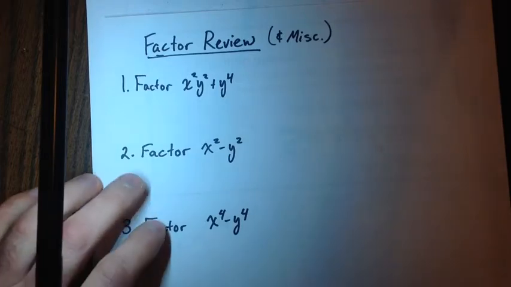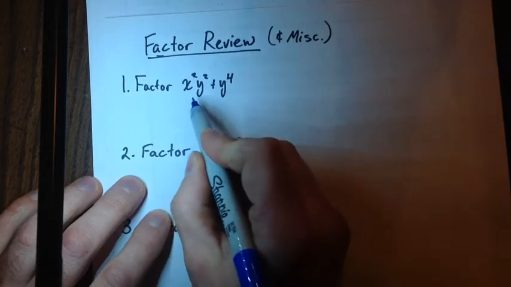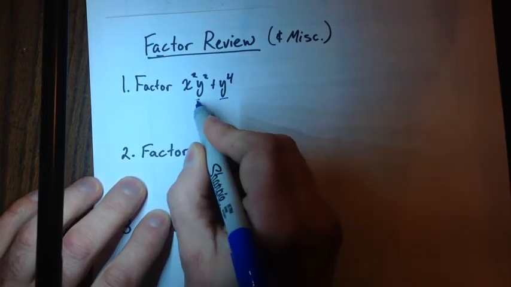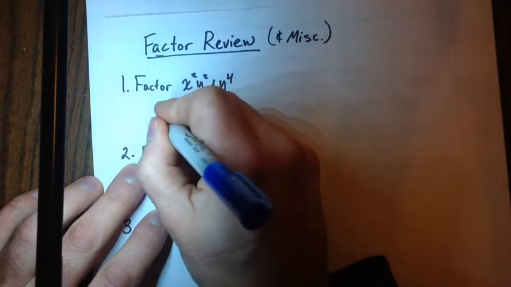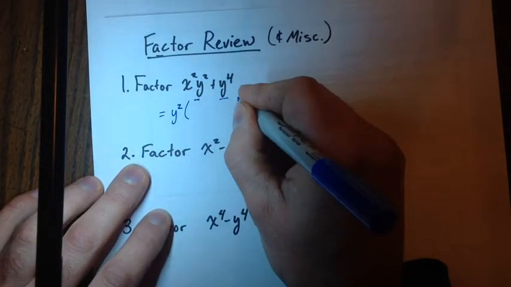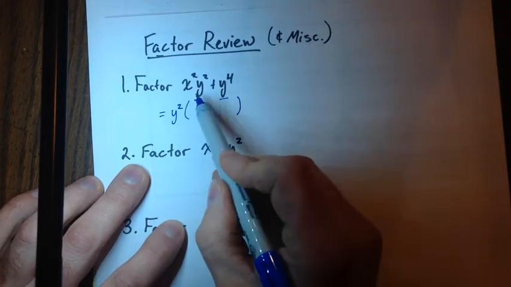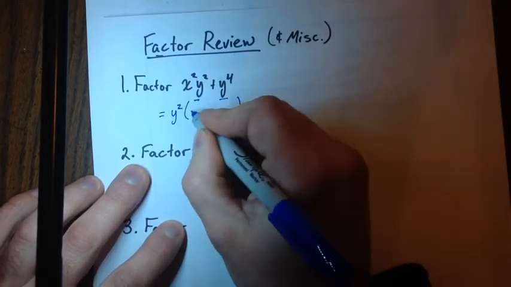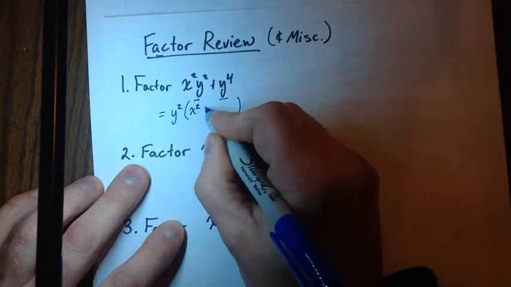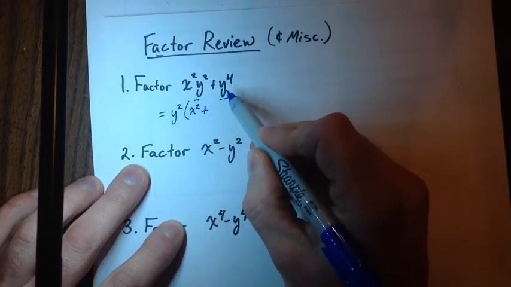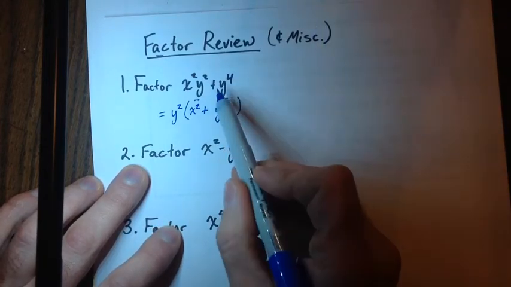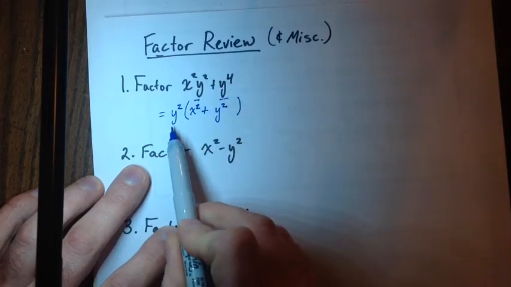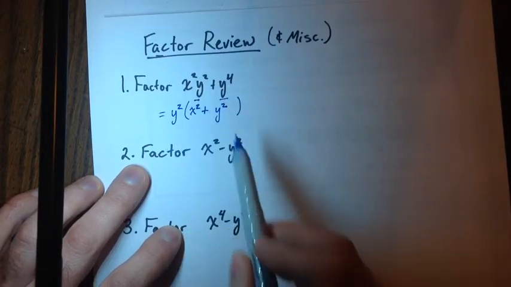Hopefully, as you're looking at the first one here, you notice that there are some common factors, that each of these terms has a y squared in it. That means we can divide out or factor out a y squared from each term. So we go ahead and just divide that out. This first term, if we divide out y squared, we're left with x squared, plus the second term, y to the fourth divided by y squared, we're left with y squared. So we can factor this expression into y squared times the quantity x squared plus y squared.